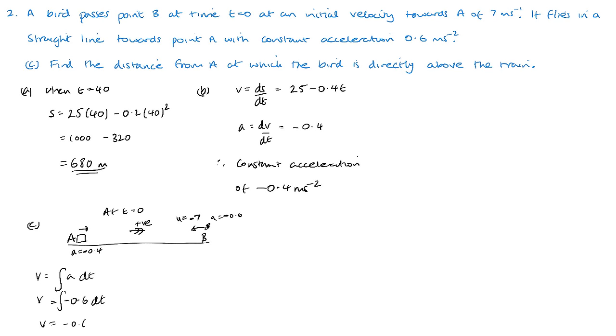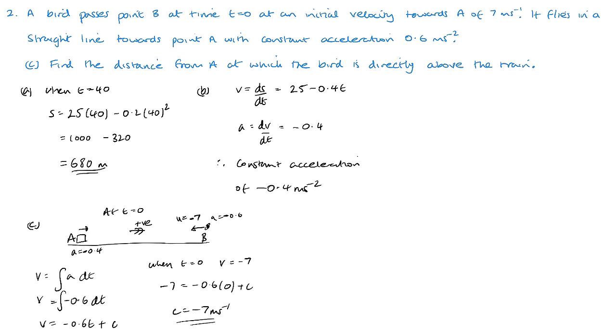So this is going to be minus 0.6t plus c. But have we used a c? No, we haven't done any integration so far. Okay, now when t equals 0, its velocity is 7. So the velocity is minus 7 because of the direction. So minus 7 equals minus 0.6 times 0 plus c. So c is equal to minus 7 meters per second.